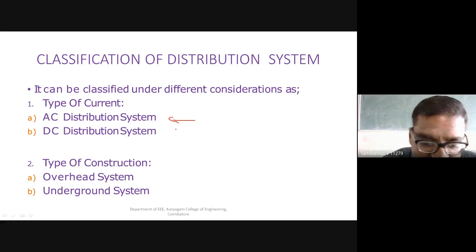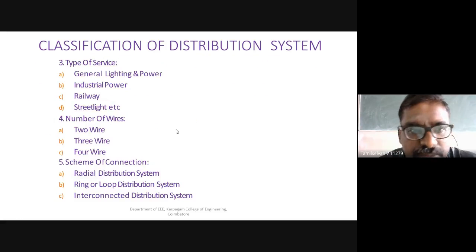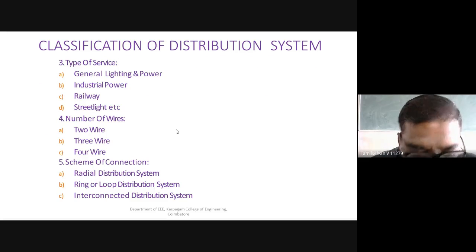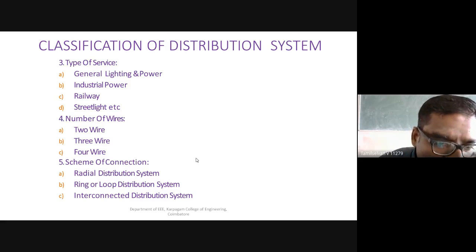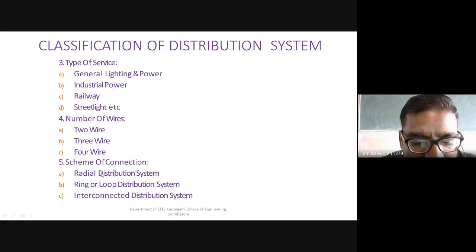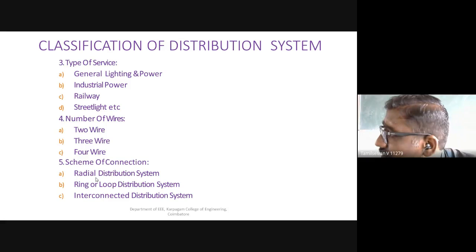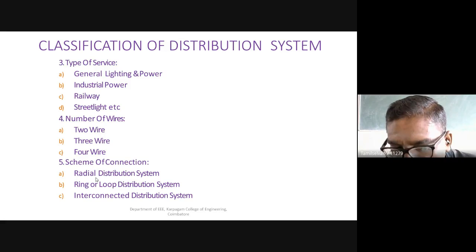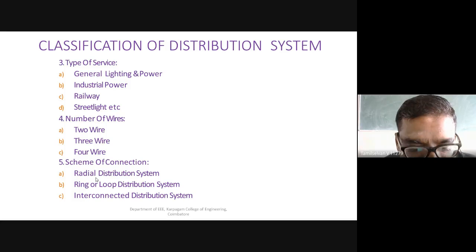The next basis on which the distribution system is classified is the scheme of connections. Of these, the first, second and third are the main classifications. Scheme of connections is based on how we connect the consumer to the distribution system. Based on that, it will be a radial distribution system, a ring or loop distribution system, and third, an interconnected system.